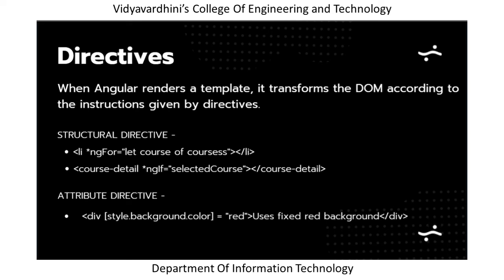So basically there are two kinds of directives. The first one is structural and the second one is attribute directives. Here I have given examples of both structural and attribute directives just to help you understand how we make use of them in the user interface code. I'm not going to dive into it because it's going to consume some time, but you can always refer to the official Angular documentation to get more insights.